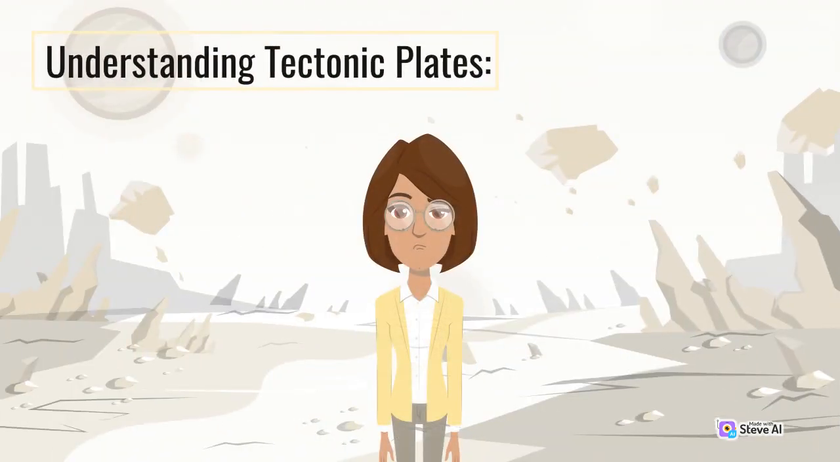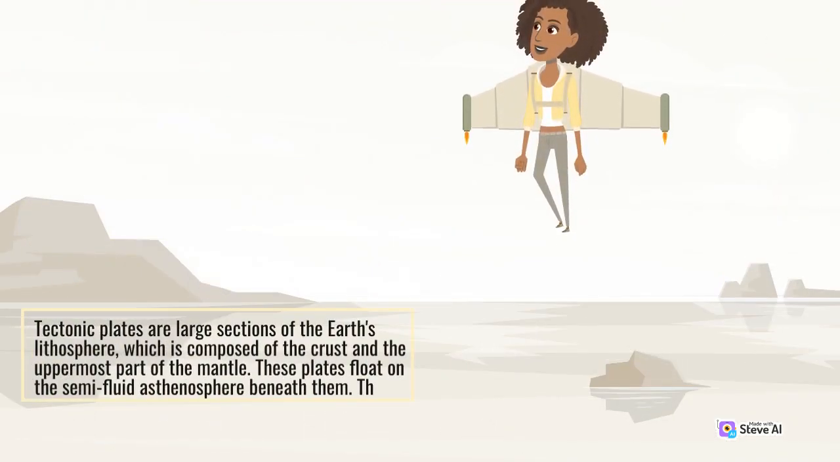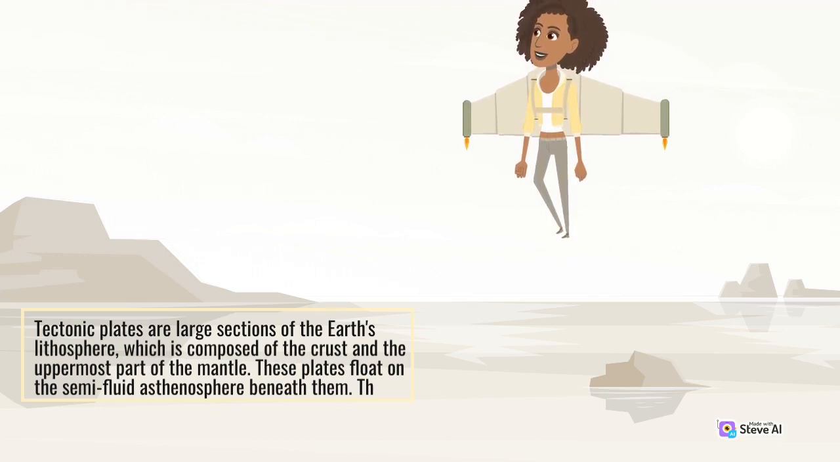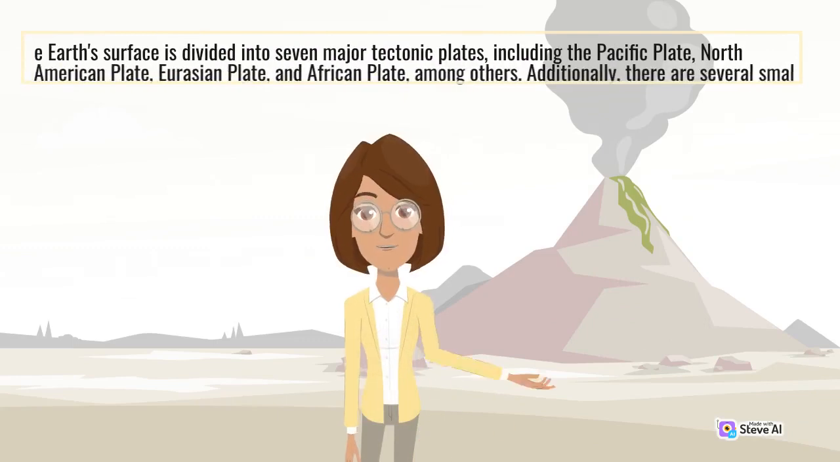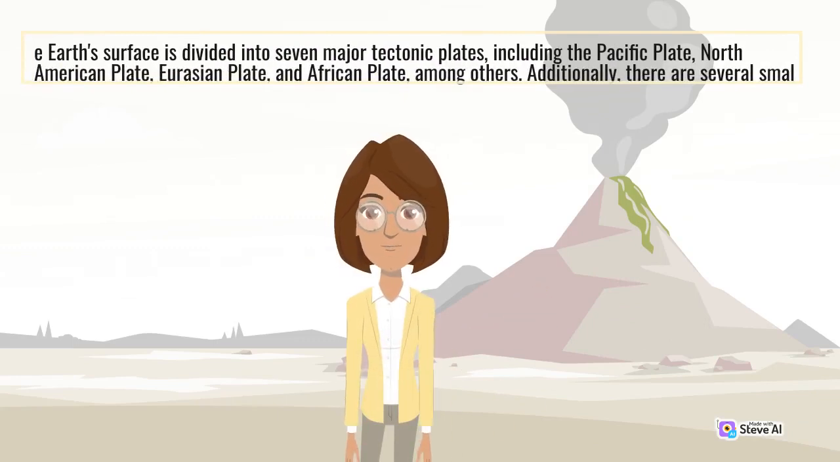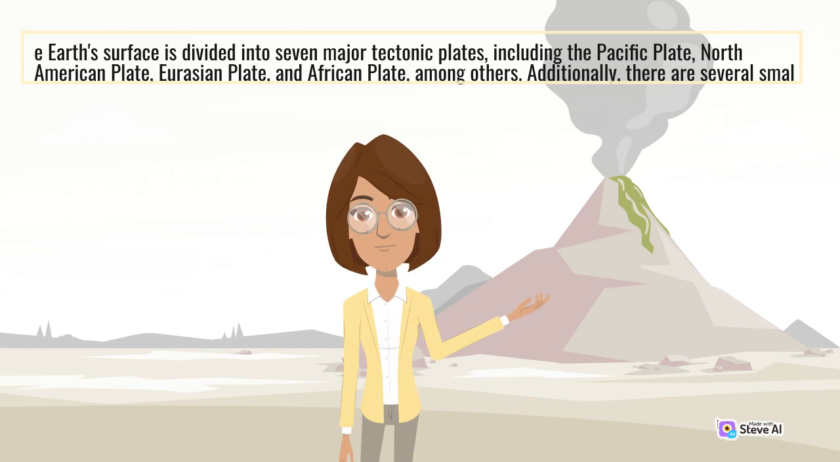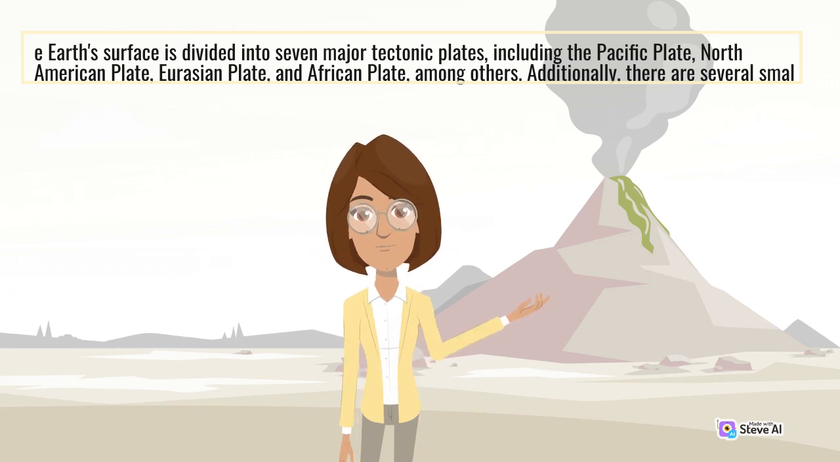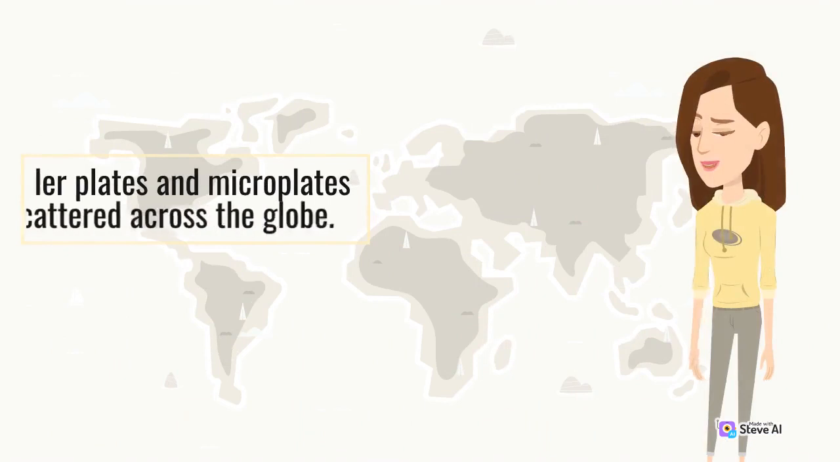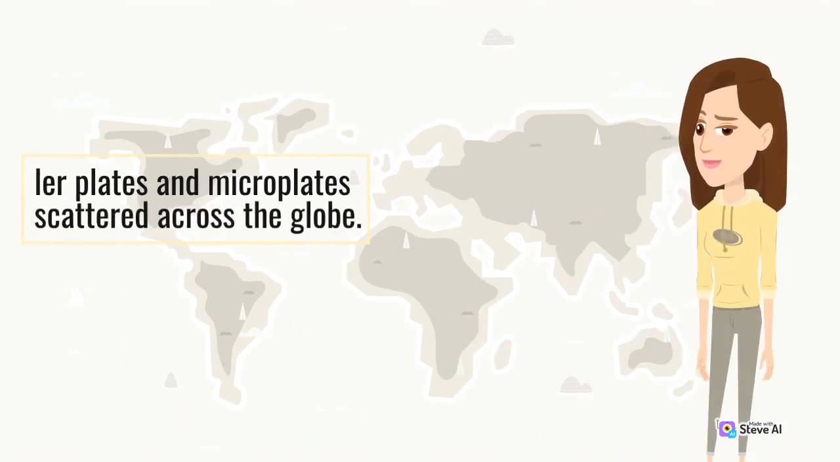Understanding tectonic plates. Tectonic plates are large sections of the Earth's lithosphere, which is composed of the crust and the uppermost part of the mantle. These plates float on the semi-fluid asthenosphere beneath them. Earth's surface is divided into 7 major tectonic plates, including the Pacific Plate, North American Plate, Eurasian Plate, and African Plate, among others. Additionally, there are several small plates and microplates scattered across the globe.